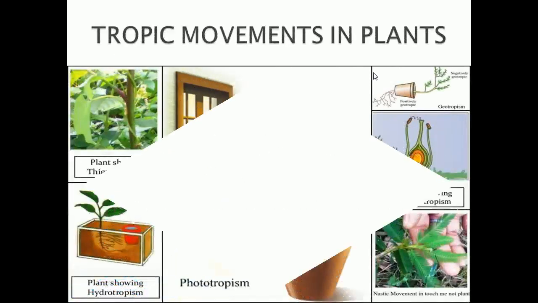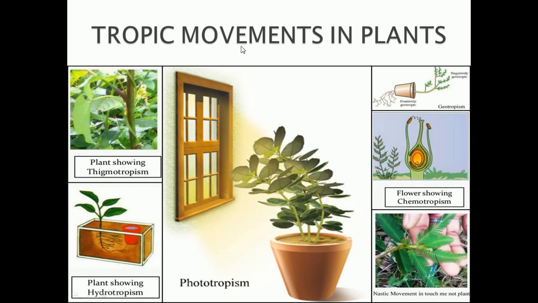So tropic movements in plants are shown here in pictorial representation. Here you can see the plant showing hydrotropism. There is water, so the plant will grow towards the direction where there is water. And phototropism: see the sunlight. The growth of the shoot system is towards the sunlight.